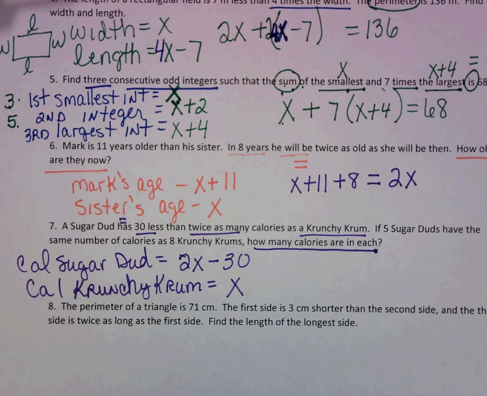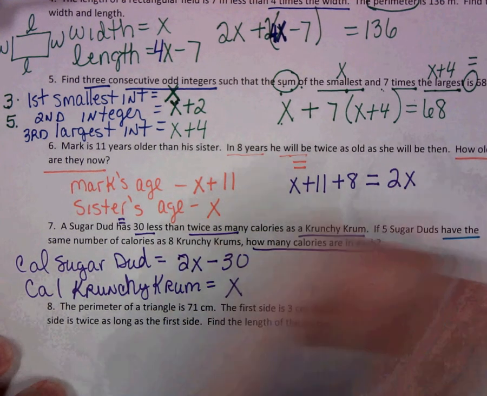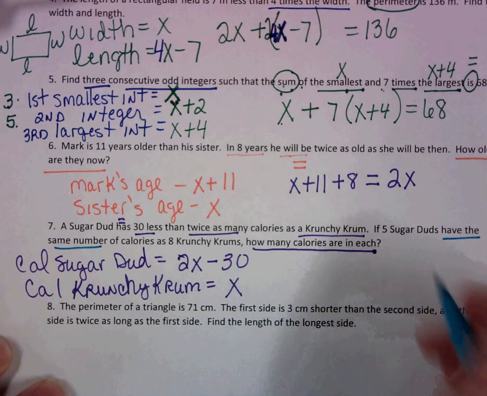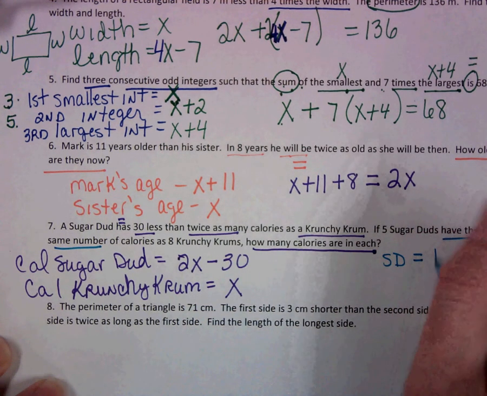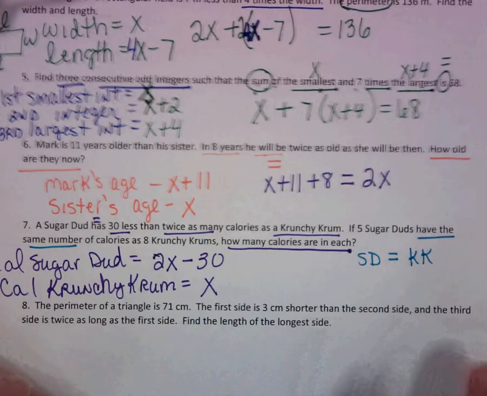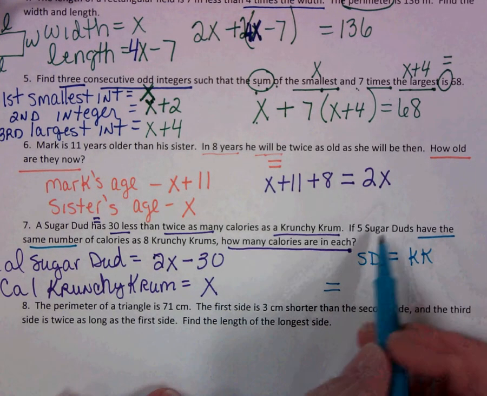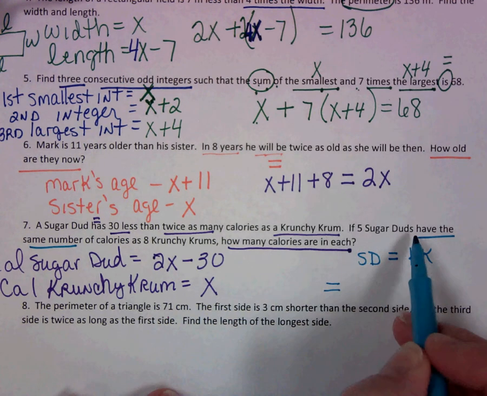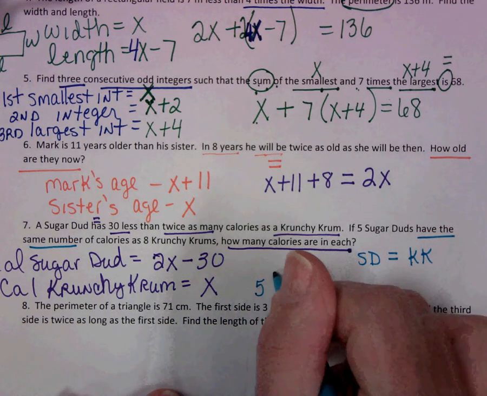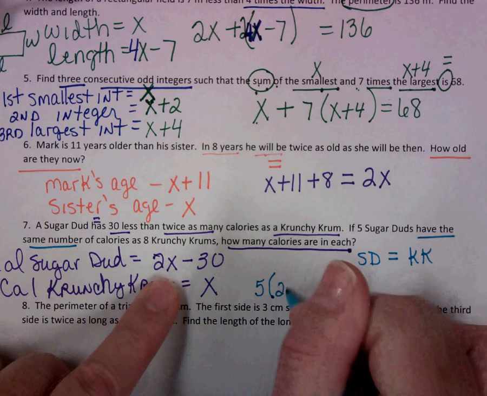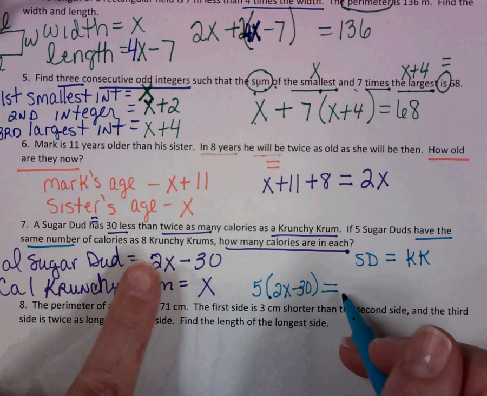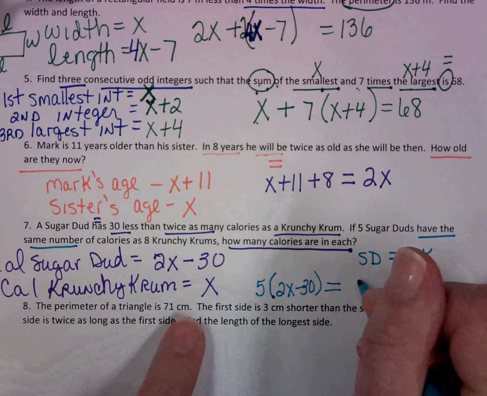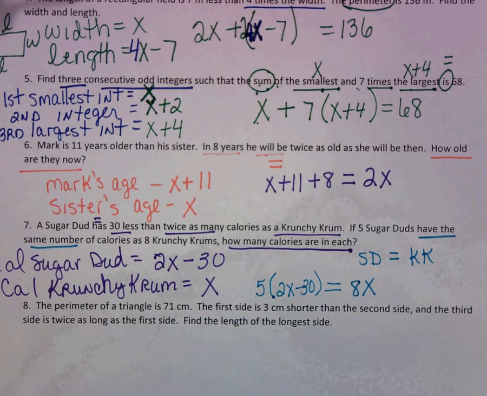Okay, so now it says if 5 sugar duds have the same number, so same as, basically this is saying that sugar duds is equal to crunchy crumbs. That's what that is saying. But we're talking about 5 sugar duds. So 5 times 2x minus 30 is the same as 8 crunchy crumbs. So 8 times x.